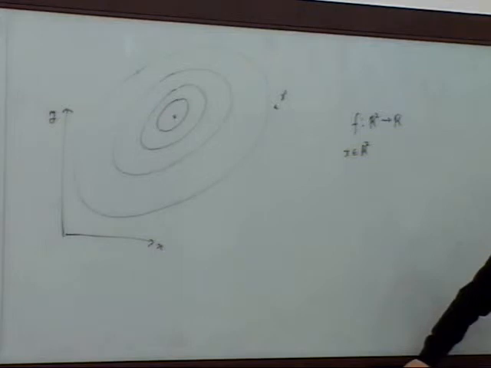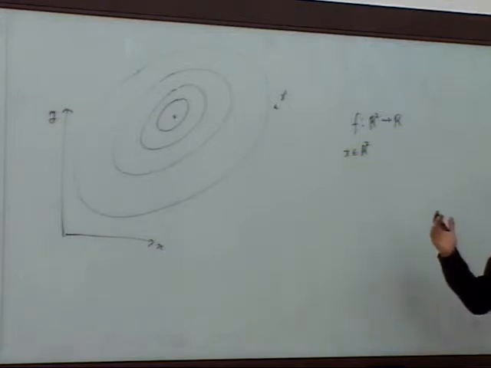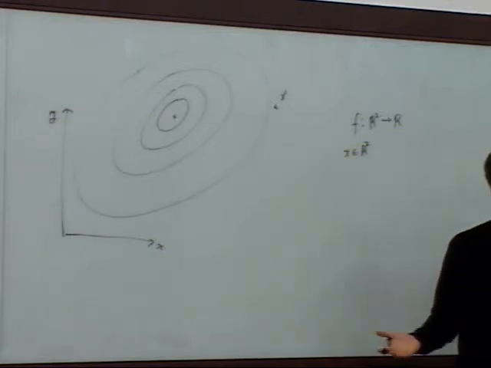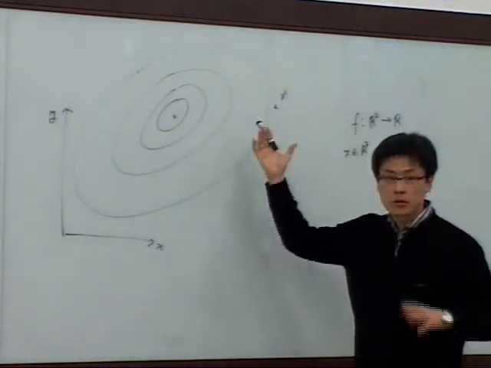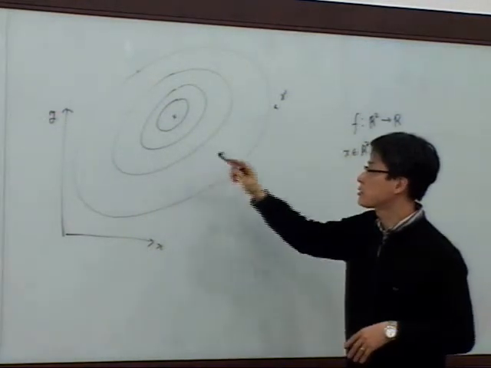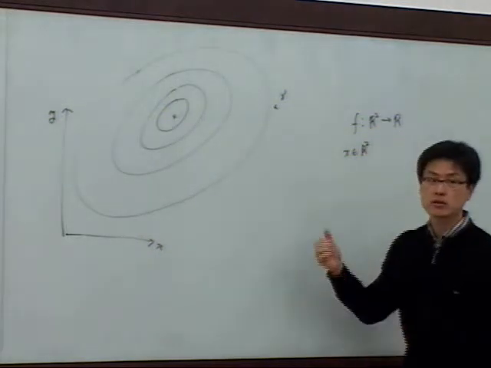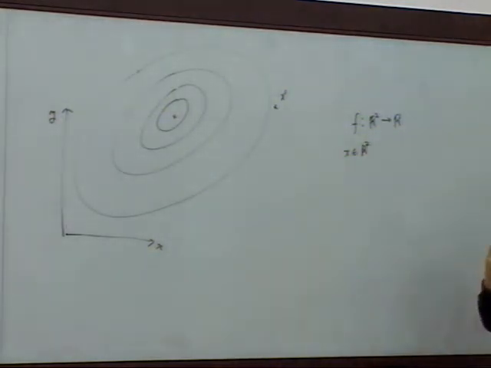You're just following one conjugate direction. I don't know, maybe this direction or that direction. But as long as you have the two conjugate directions, E1 and E2, if you follow that one step by step, then you're there. Okay?